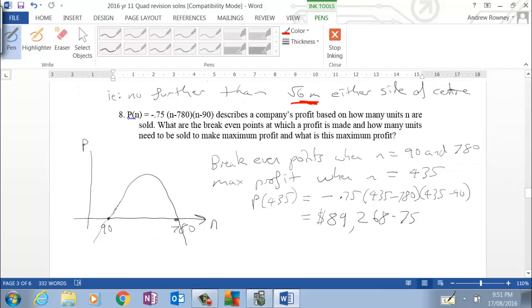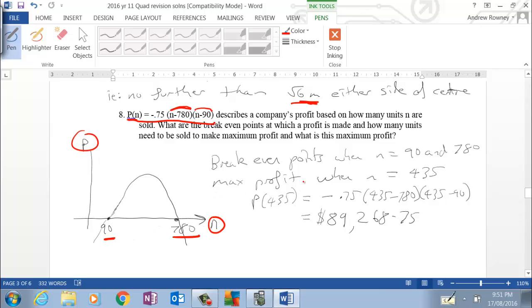This is a profit equation. So the profit is equal to this quadratic. To plot that, notice the factor gives an x-intercept of 780. This factor gives an x-intercept of 90. This is the number of items made. This is the profit you get from it.